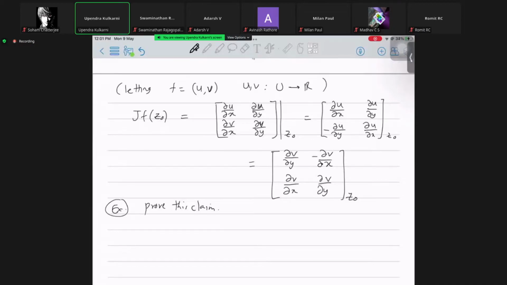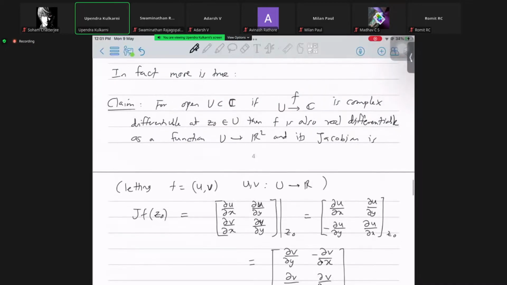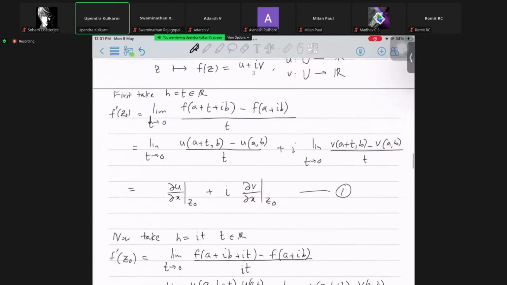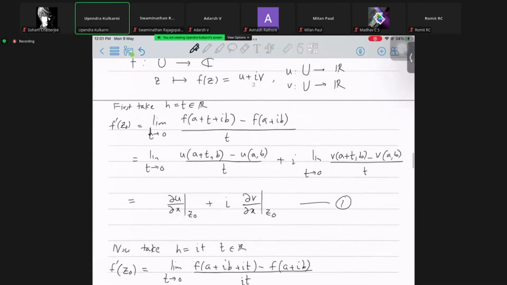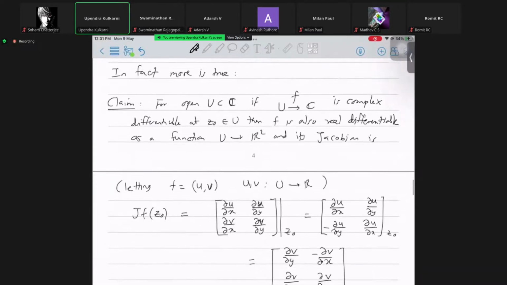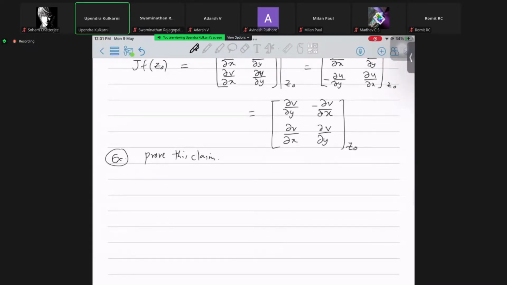And I just want to say a few things here. Going further in this vein, remember we said earlier that if a function is holomorphic on an open set in the complex plane, then its derivative is also holomorphic. This is very different from what we saw for real numbers. So let's write this down.